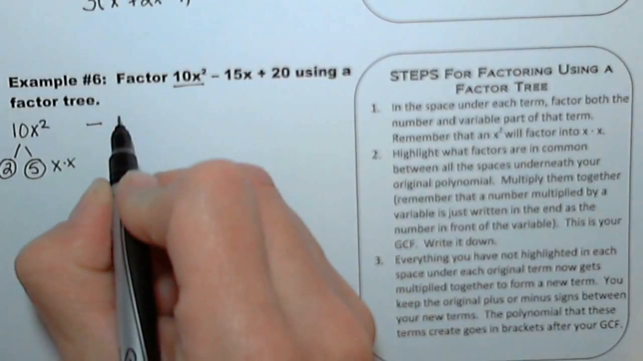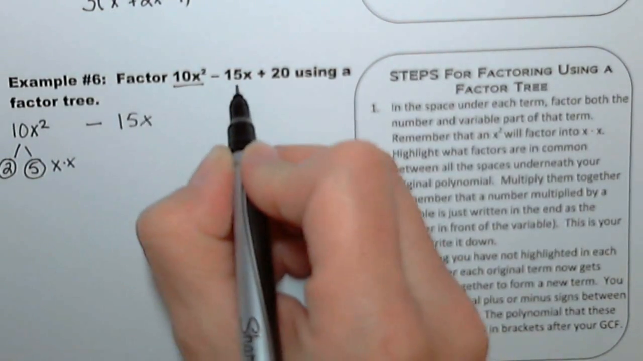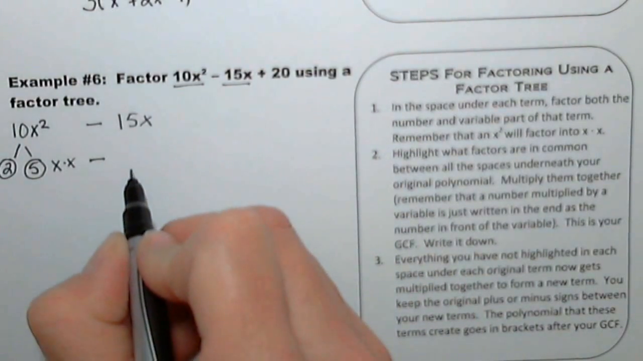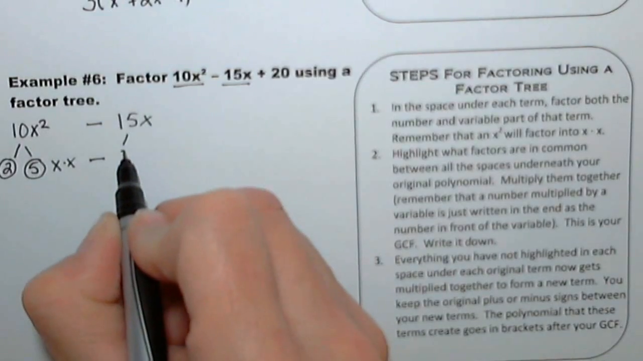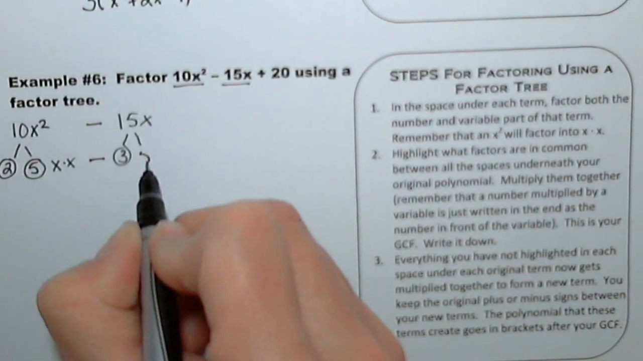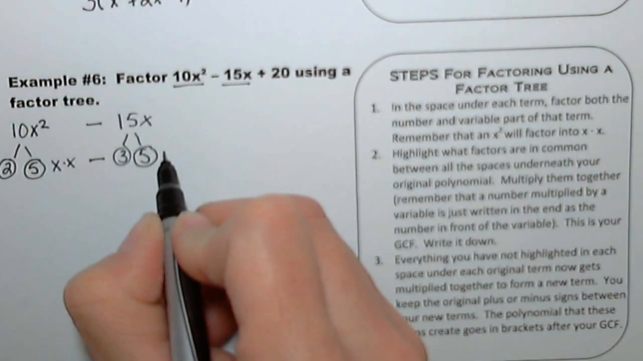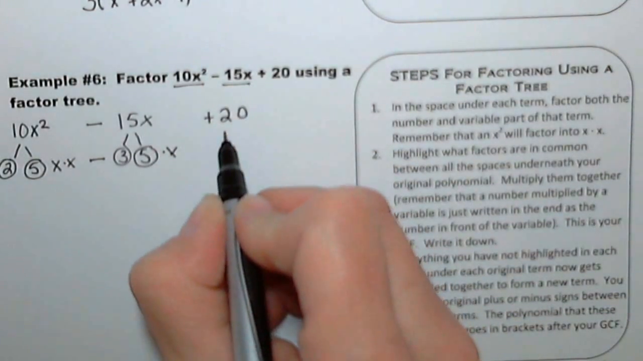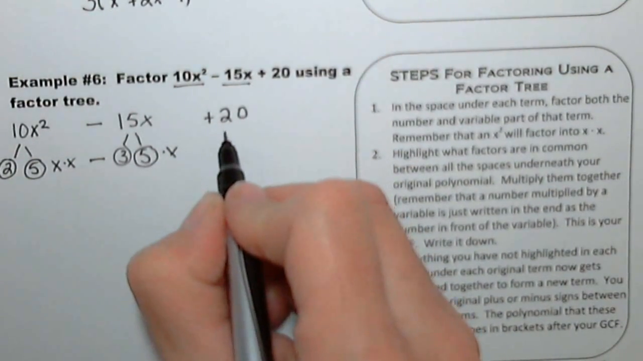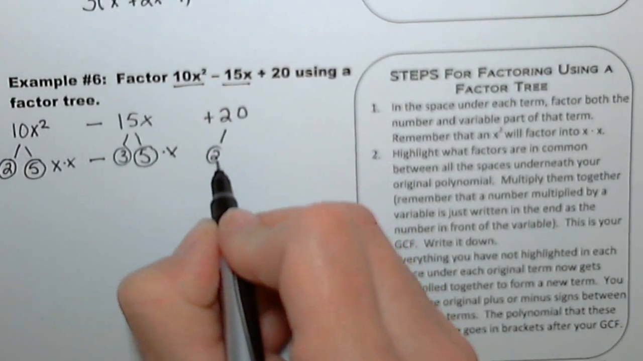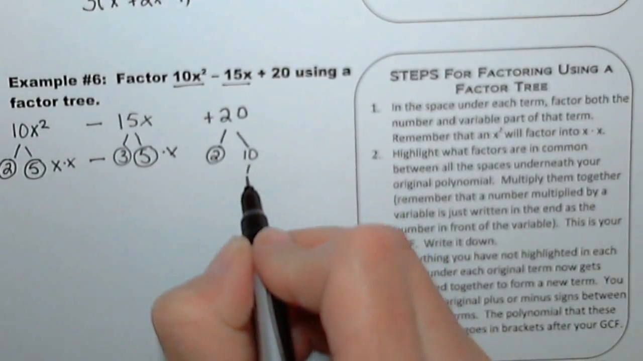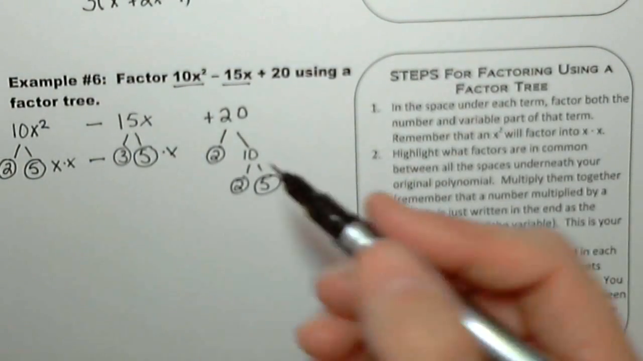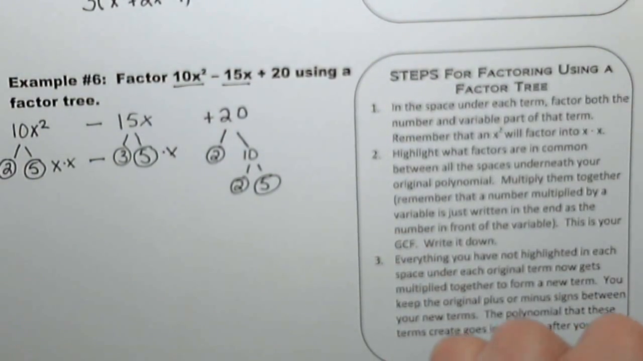Then we have a minus 15x in our original trinomial. We're going to drop that minus sign down. The 15 is going to become 3 and 5, and then the x is just going to drop down, and then we have a plus 20. And that 20 is going to be a 2 and a 10 and a 2 and a 5. And there's no x's here, so you're done that part.